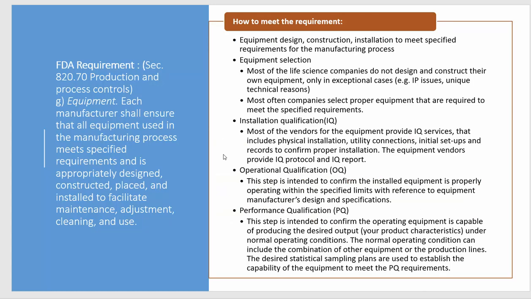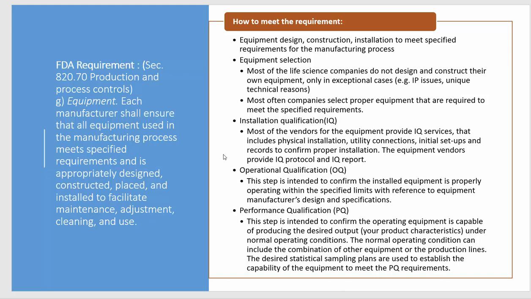Regarding the production and process equipment, as a requirement for the manufacturing or production process, we want to make sure that the equipment used is properly designed, constructed, and installed. What that means is that most manufacturing companies or life science companies do not design and construct their own equipment. Only in exceptional cases, sometimes if there are IP issues or unique technical reasons. But most of the time, manufacturing companies, including medical device or life science companies, select proper equipment made by someone else.